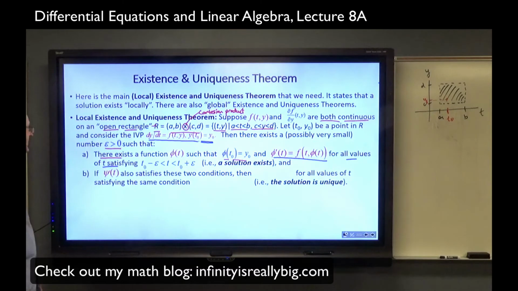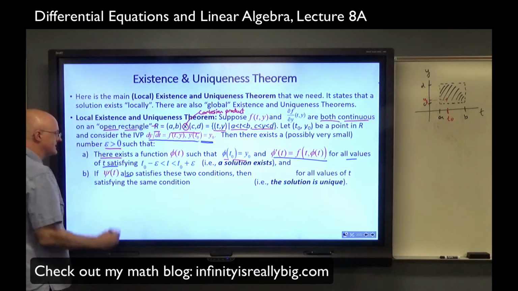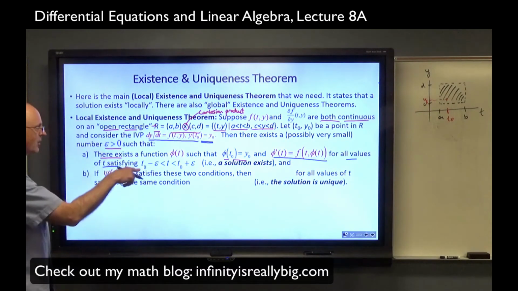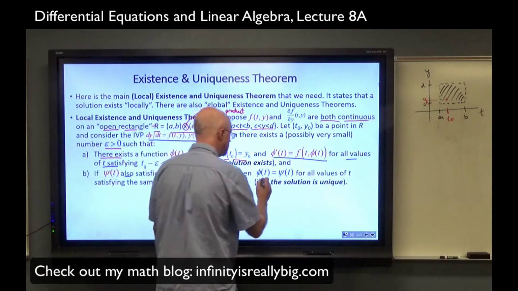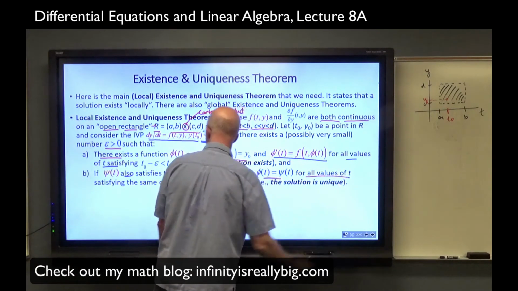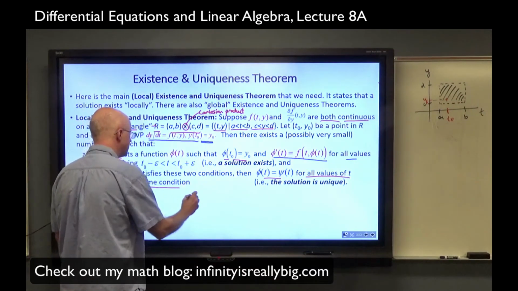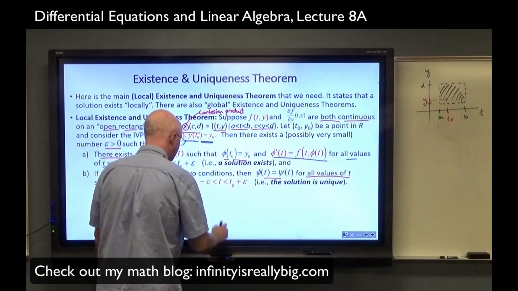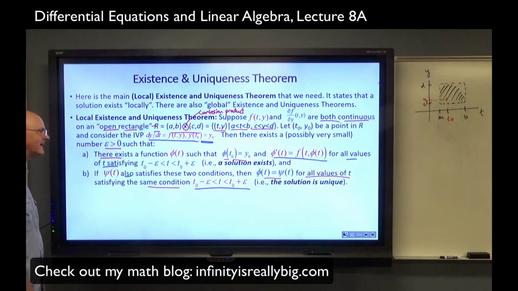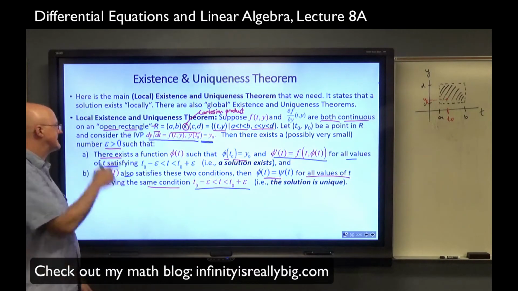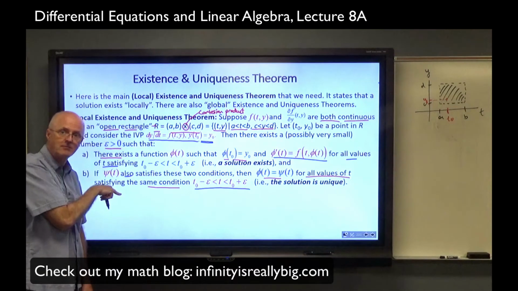Also, it's unique. If psi of t also satisfies the two conditions, the differential equation and the initial condition, then in fact, psi of t and phi of t must equal each other for all values of t satisfying the same condition, that t is between t0 minus epsilon and t0 plus epsilon. Okay? Existence is part A, uniqueness is part B.